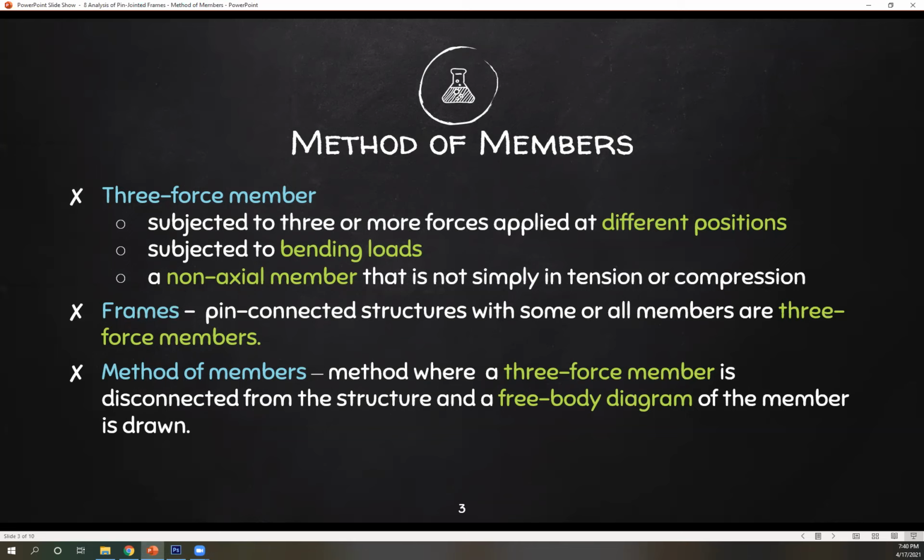Now, moving forward, the type of structures that we'll be talking about are frames. So frames are pin-connected structures with some or all members being three-force members, okay? So some of them can be two-force members, again, similar to what we've solved for previously, or again, could be a three-force member, all or some. We'll have more examples of that later on so that you can see what that means. Now, to solve for these types of problems, you're going to use method of members. So it's a method where the three-force member is disconnected from the structure and a free body diagram of the member is drawn. So method of members will be used whenever you have a three-force member.